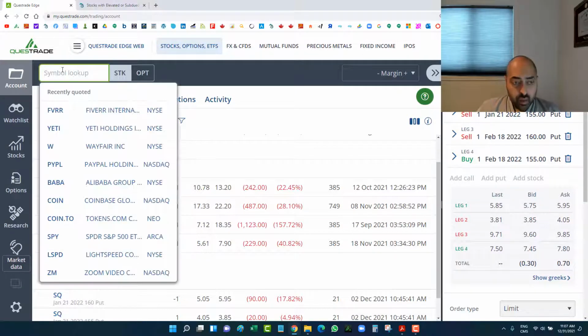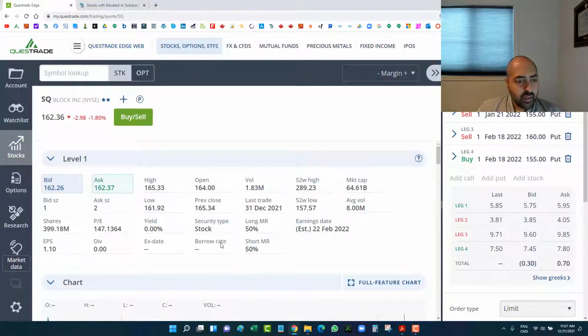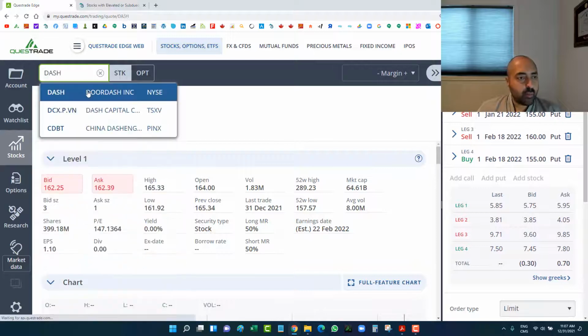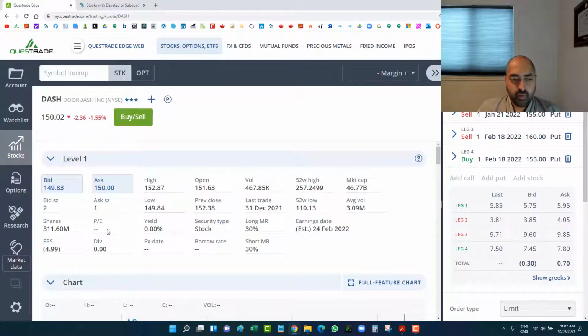That's the thing. Is Square profitable yet? Yeah, it's profitable, but it has a high PE ratio. And Fiverr, we saw, is not. What about Dash? Is Dash profitable? I don't think it is. Yeah, it's not profitable yet. It's got a $5 loss in earnings per share.